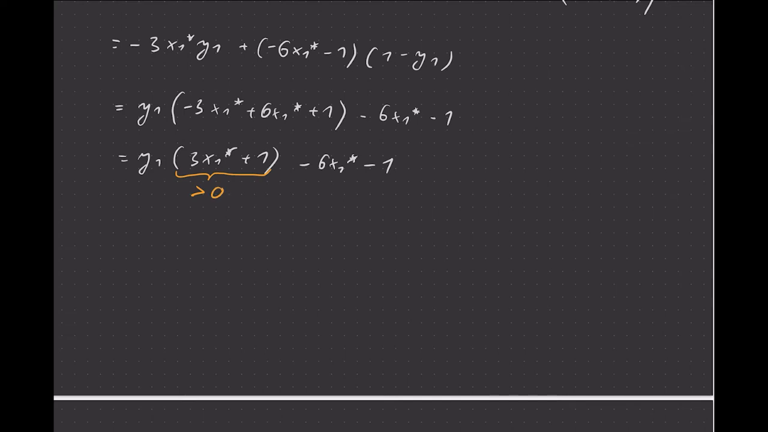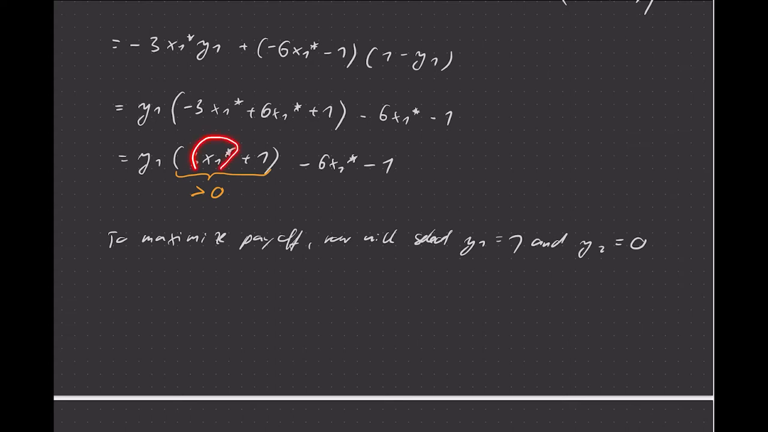Now, to maximize payoff, the row player is going to select a value of 1, the maximal possible value for y1, because that goes with a positive factor. If the factor were negative, he would select a 0. So, to maximize payoff, row will select y1 equals 1. And then, of course, y2 will have to be 0. And the important thing to note is that this is regardless of the strategy that column chooses. It doesn't really matter what value x1 star has. That factor is always positive. And that factor cannot be influenced. So whatever column does, row will always choose 1, 0 to get the best possible outcome for himself.